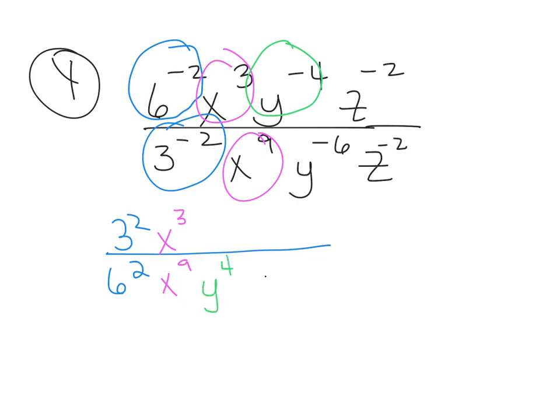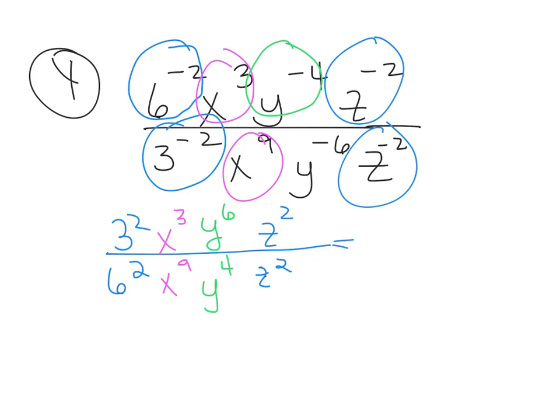Y to the negative 6 is going to go to the top and become a positive exponent. All right, so now if I look at my z's, both of them have negative exponents. That means they're both going to flip-flop. So this one goes to the bottom, and this one goes to the top.